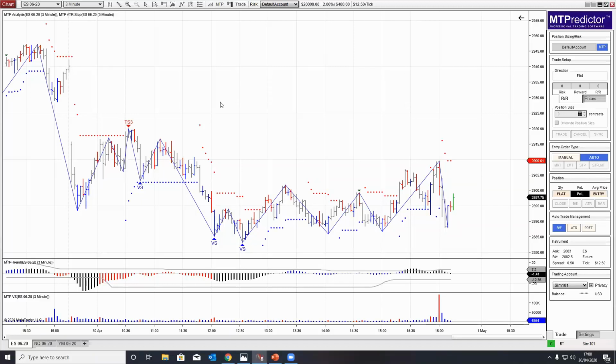Cliff asked about these dots. These dots are our MTP trend or our ATR stop, and they're for when you're in a trade. If you're in a trade and the market is strong, we deem it strong based on whether our trend indicator has gone beyond our grey band. Then you can use your red and blue dots to trail your market. So that's probably as much depth as I wanted to go into at the moment. As you can see, there's lots more to go into with MTPredictor, but obviously I've only got 30 odd minutes here to do it.